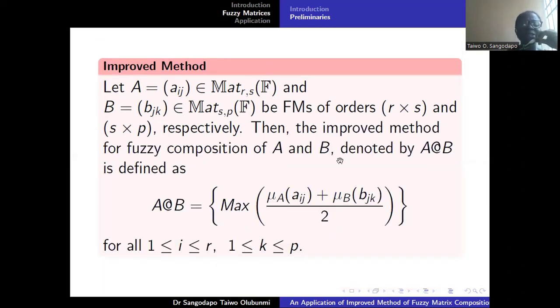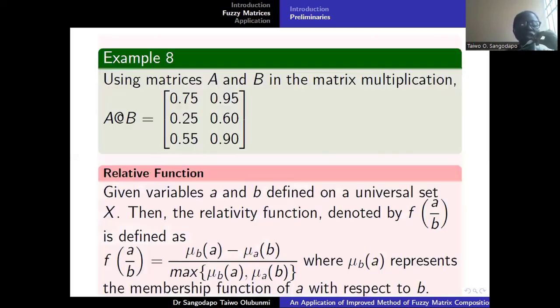If we have A and B, we can find the average of each of their entries, the average of the addition of each of their entries. Then after that, we find the maximum. What will this give us? It will make the value much better than that of the normal method used by those two researchers. We will see it in the application.